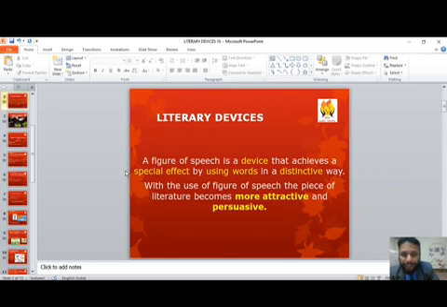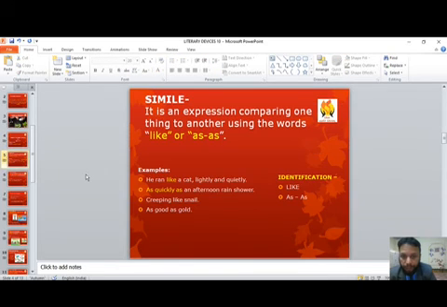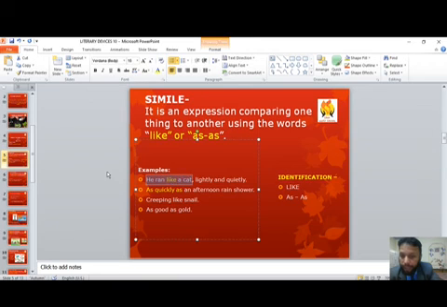So students, these literary devices are important. As I said, these devices put a special effect by the use of words in a distinctive way. The main purpose is to make the piece of literature beautiful, adding the colors and striking our imagination and creativity. This is the main purpose. And the first one being simile. The main important thing is that while you are identifying simile, you have to focus on the word like, because it is a comparison with the help of like.